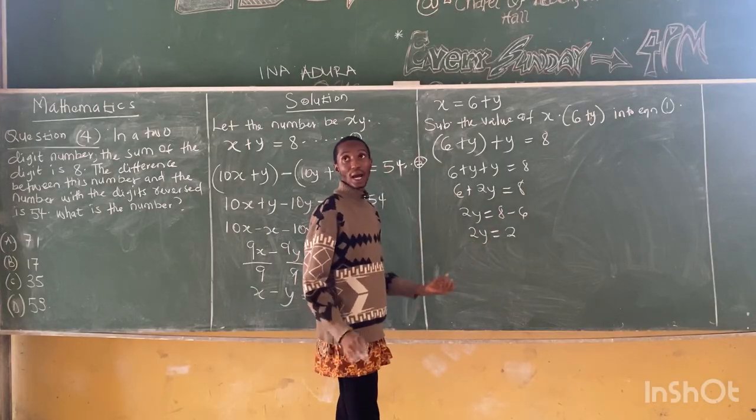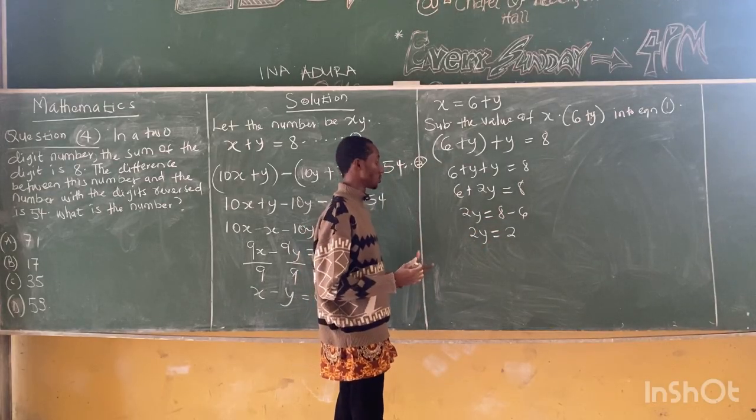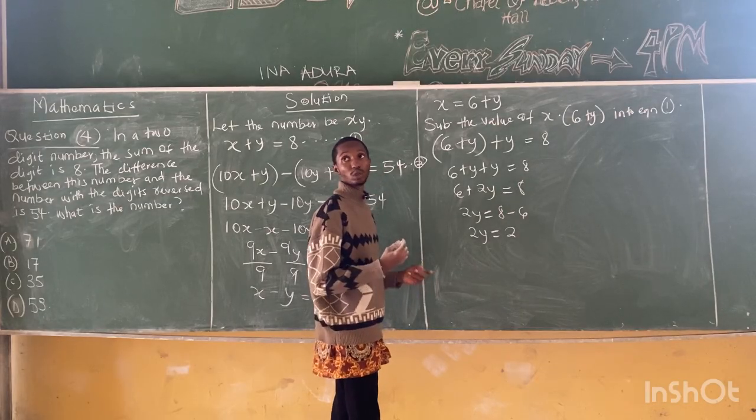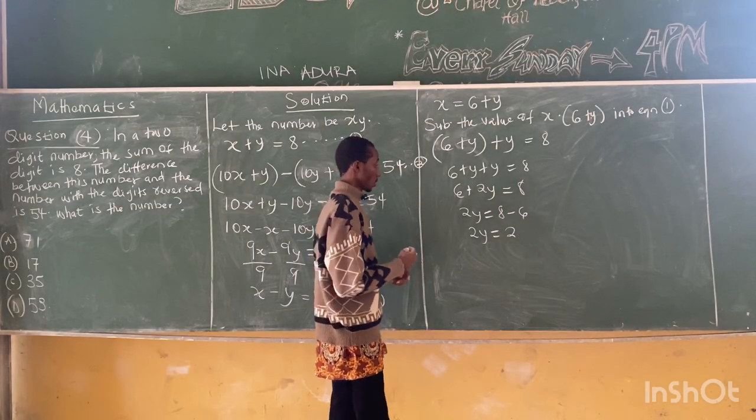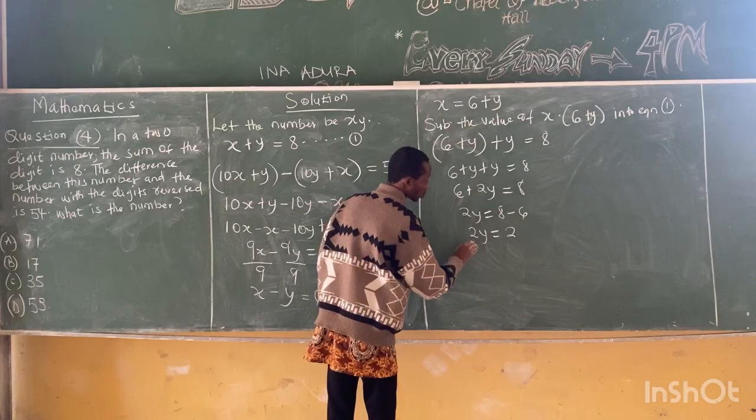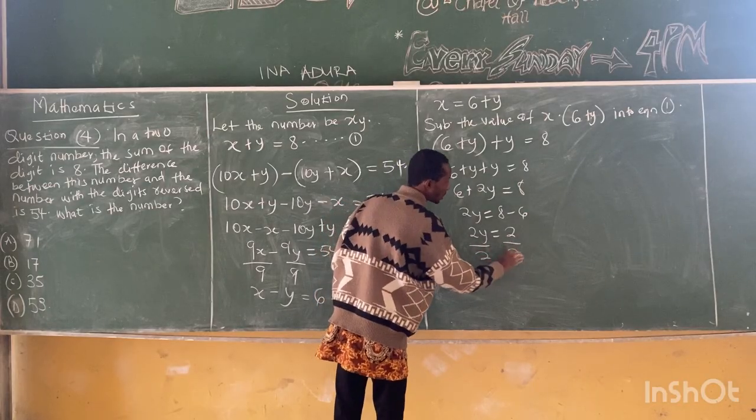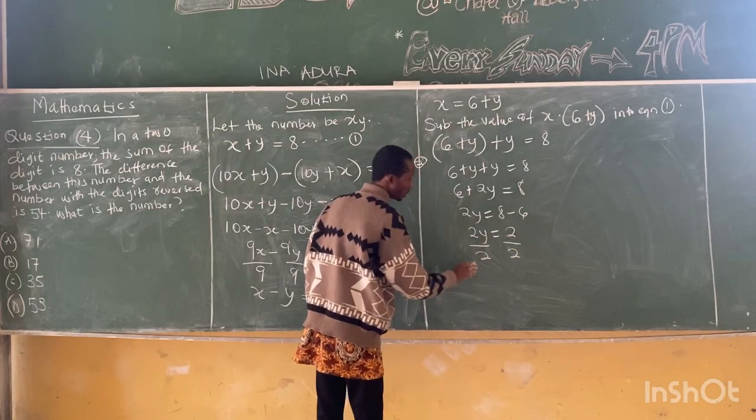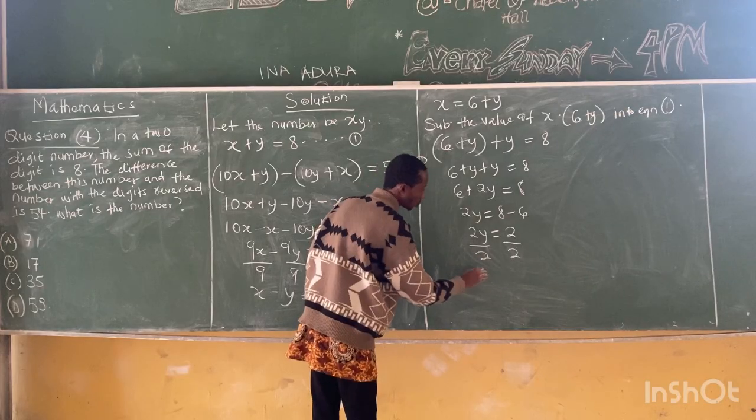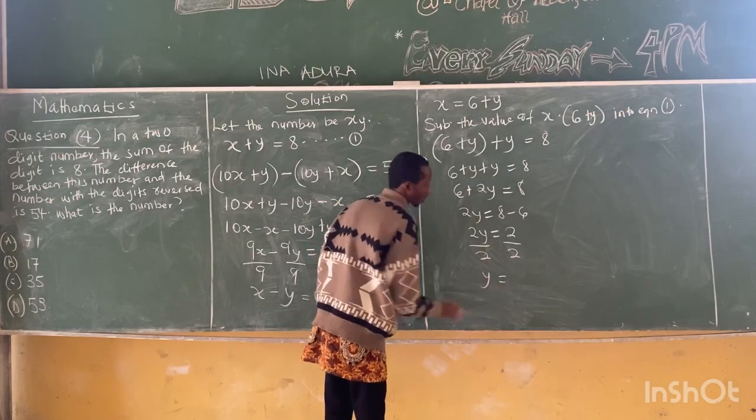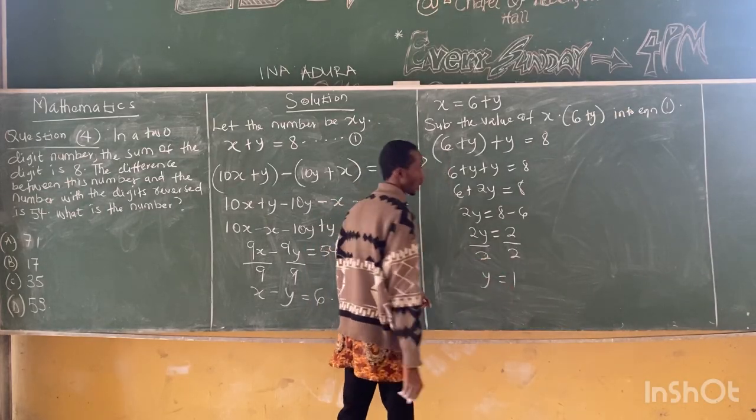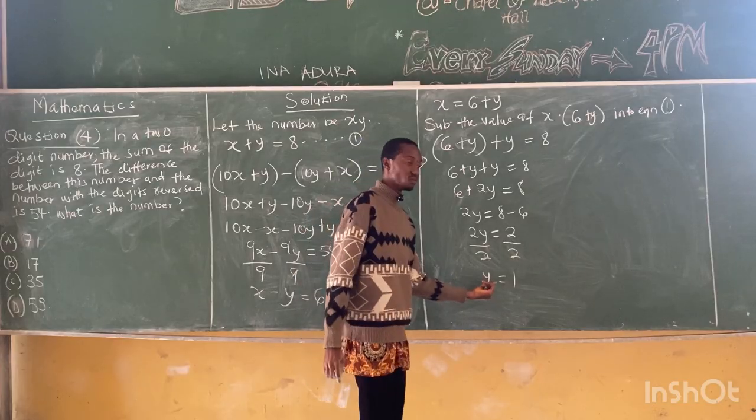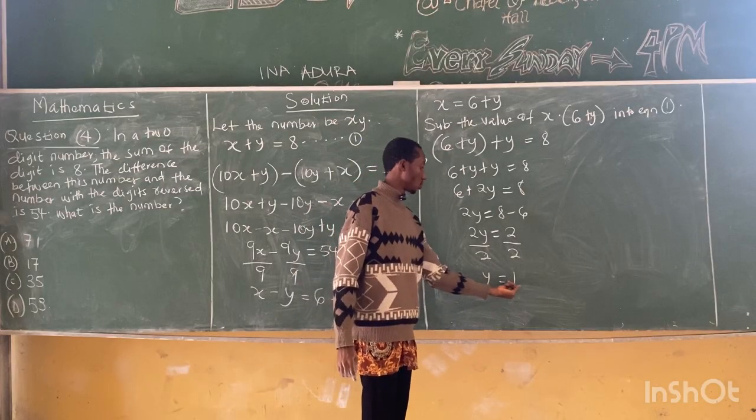We are looking for y and not 2y. So we divide by the coefficient of y, which is 2. If we divide through by the coefficient of y, we have 2y divided by 2. This divided by 2 will take away this. 2y divided by 2, we have y. And 2 divided by 2, we have 1. Therefore, we have gotten the value of y to be 1.